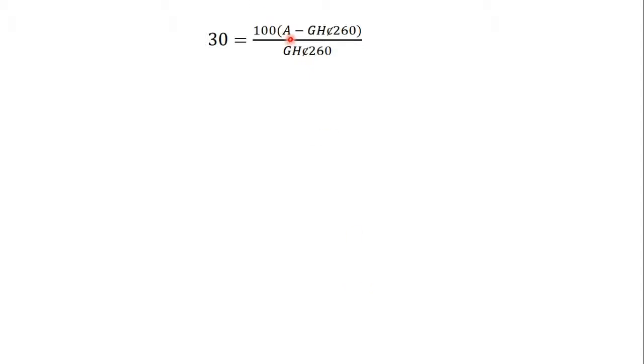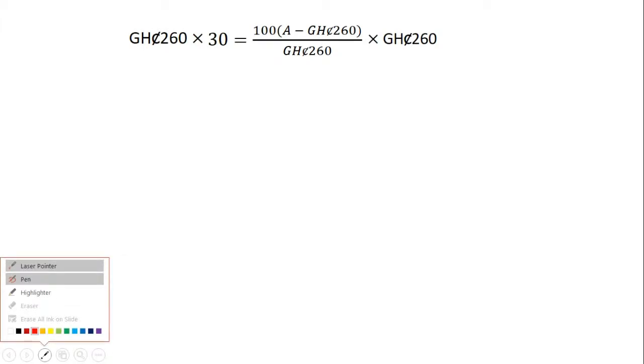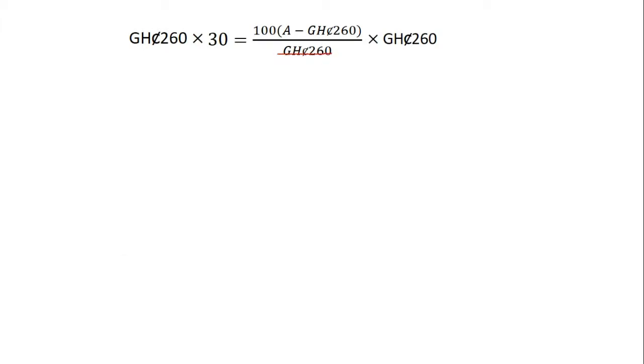We want to find the value of A. So you multiply both sides by 260 Ghana cedis to clear the fractions. You multiply the left hand side by 260 Ghana cedis and the right hand side by 260 Ghana cedis. When you do that, 260 Ghana cedis cancels 260 Ghana cedis. 260 Ghana cedis times 30 will give us 7,800 Ghana cedis. This and this are gone, so you are going to have 100 into bracket A minus 260 Ghana cedis.